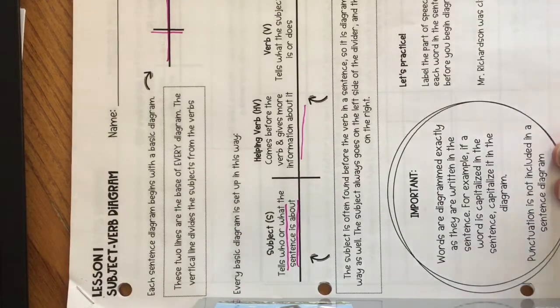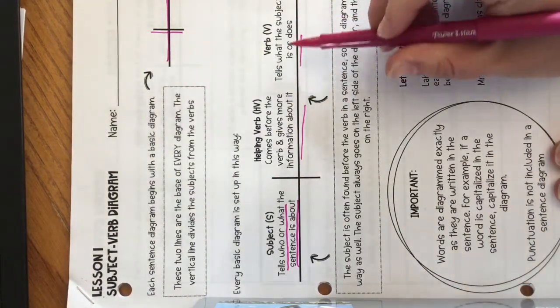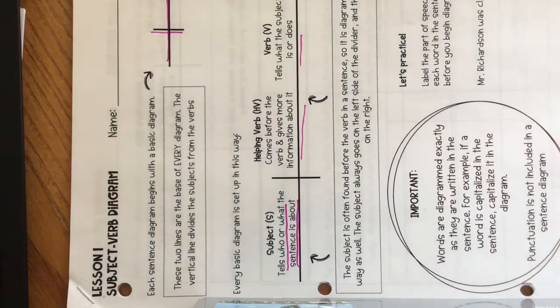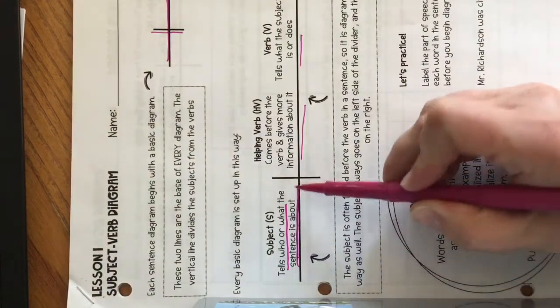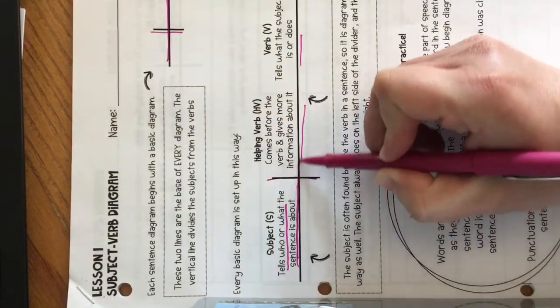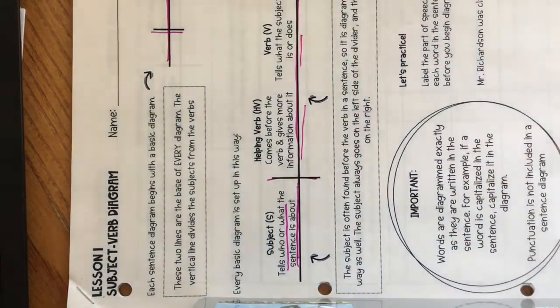And then you have your regular verbs, okay? What is the subject doing or state of being? What is this subject? So in English, the subject is often before the verb in a sentence. So the diagram looks that way as well. The subject coming first, divided before all of that verb action.